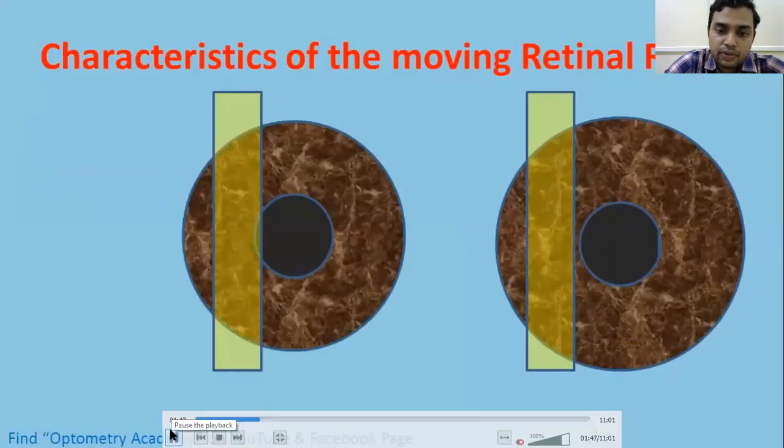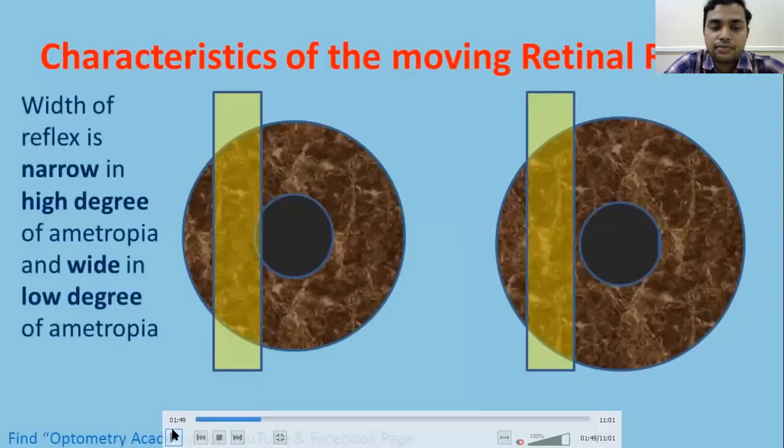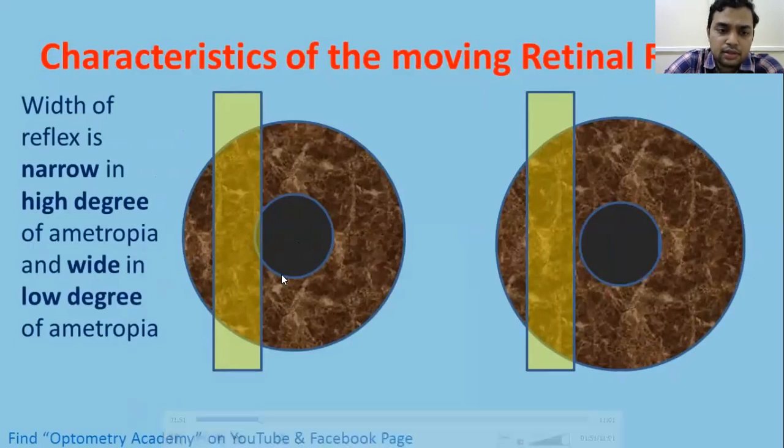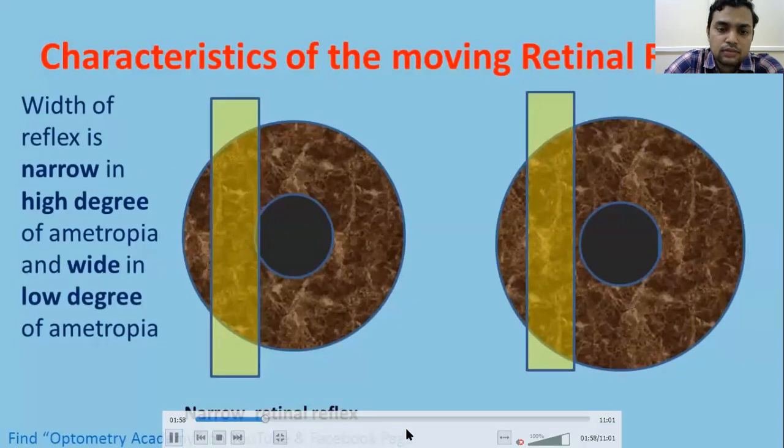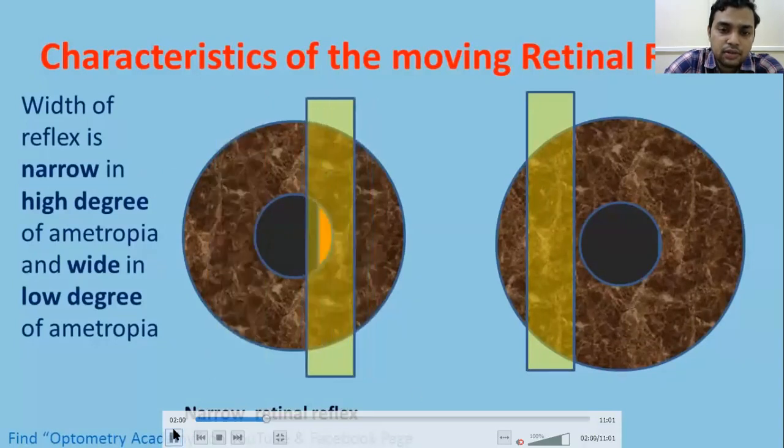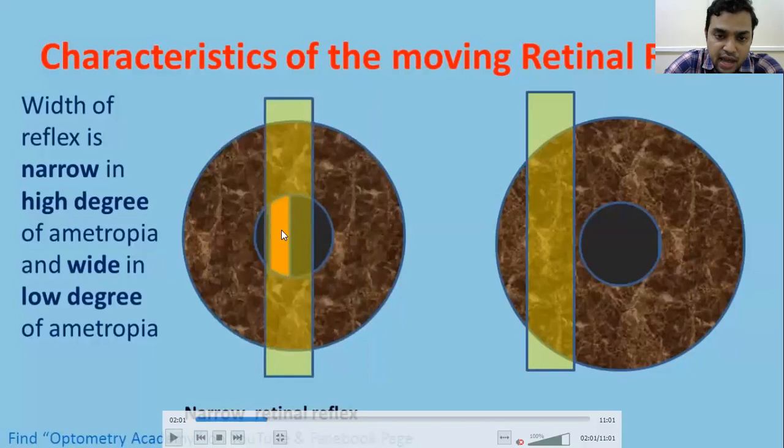Characteristic of moving retinal reflex. In case of high degree of refractive error, that is more than -5, in such cases, the width of the reflex is narrow, and you observe the width of the reflex. So you see a narrow retinal reflex. You can see this is the red reflex which is narrow.